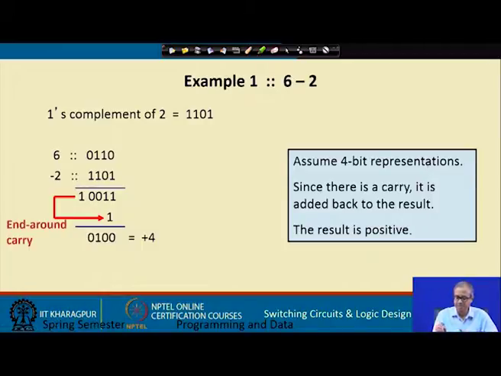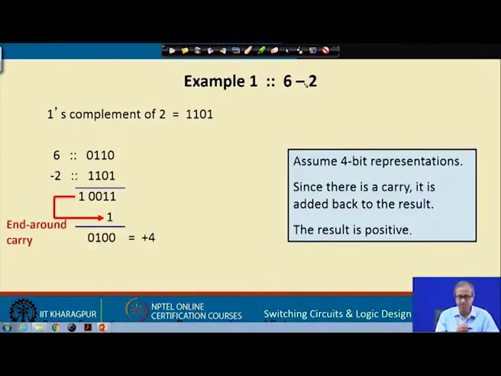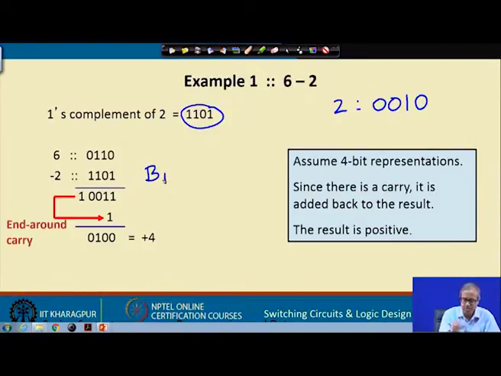Let us take a simple example of subtracting 2 from 6. Let us consider 4-bit representation. 6 is 0110, and what will be the representation of minus 2? 2 is 0010. So, if you take the 1's complement of 2, flip the bits: 1101. So, you add 1101 to this; this is your b1. As per the previous discussion, this is your b1.